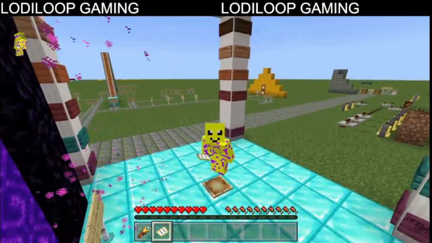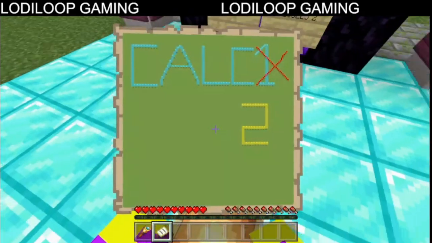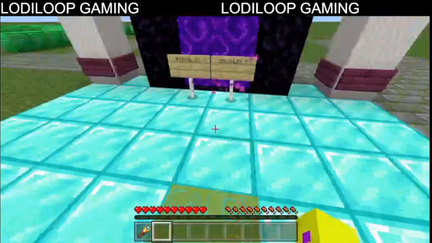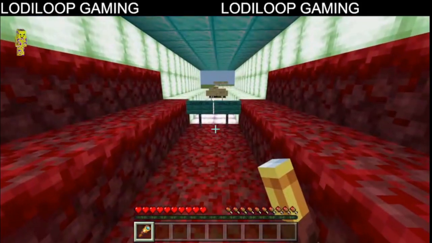If you thought Calculus 1 was exciting, wait till you see Calculus 2, cause in this video, we're doing Calculus 2, but in Minecraft, so the retention isn't worse. This is the portal to Calculus 2. Let's hop right in. This is Calculus 2.